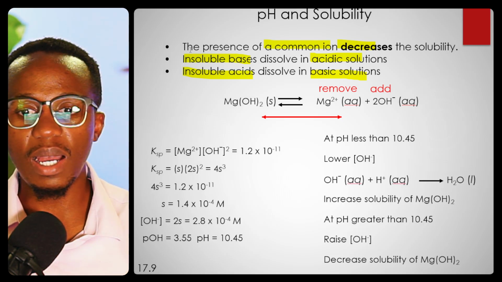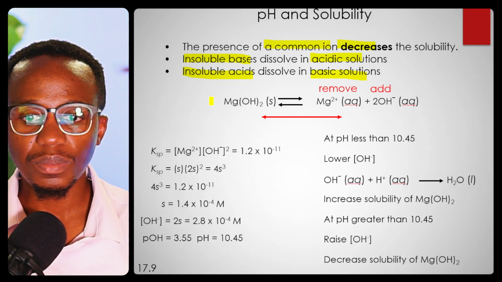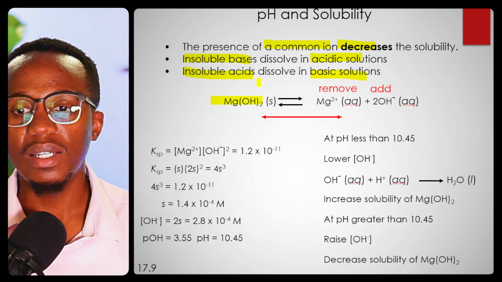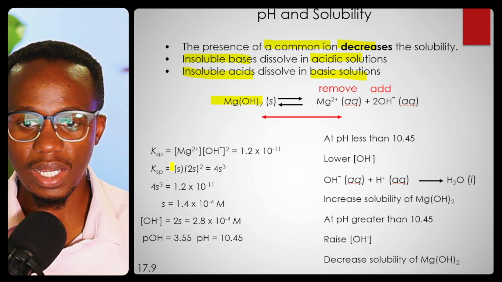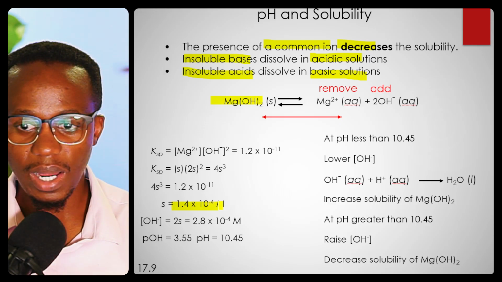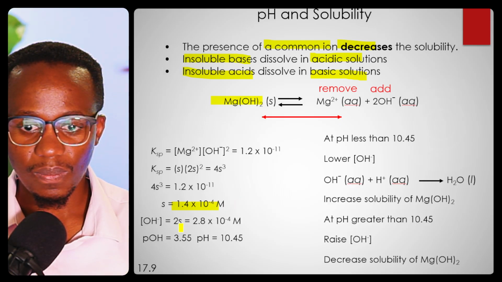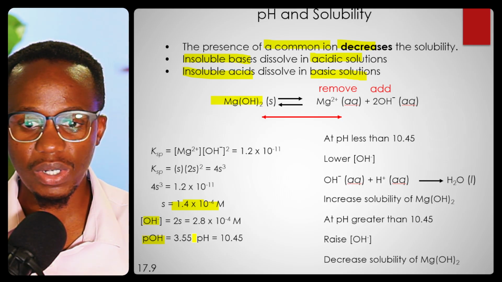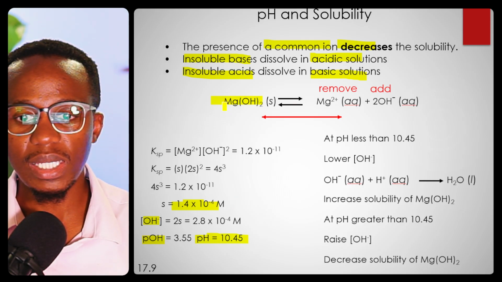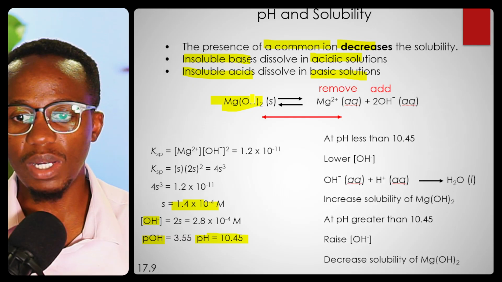So an example here is magnesium oxide, right? Magnesium oxide dissolves in water, and this is its solubility. You can find the solubility here, and then from this you can find OH. From the OH you can find the pOH, and from the pOH you can find the pH. So this is the pH at which magnesium oxide is at equilibrium, right?